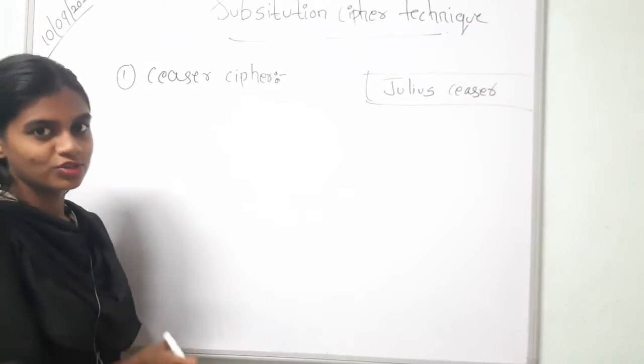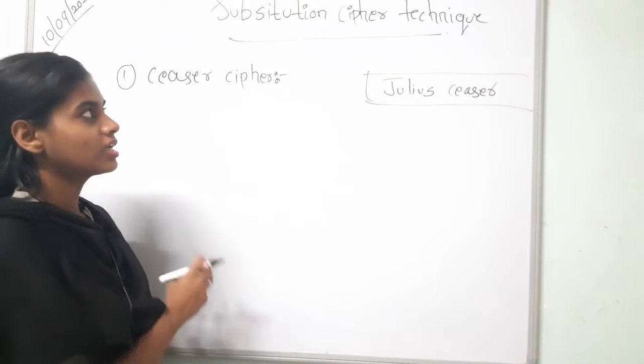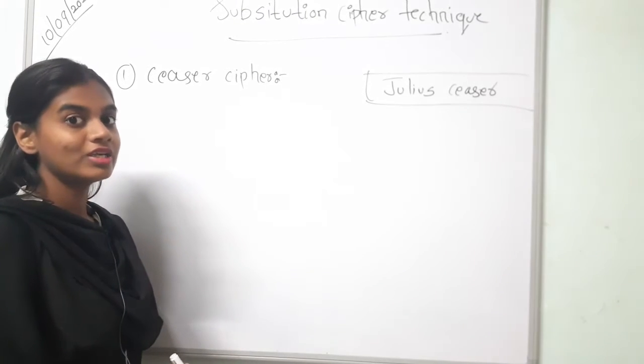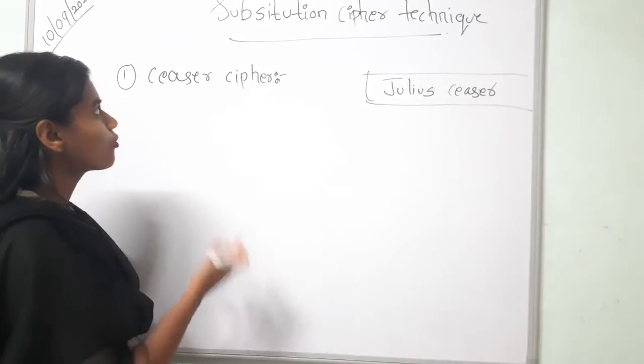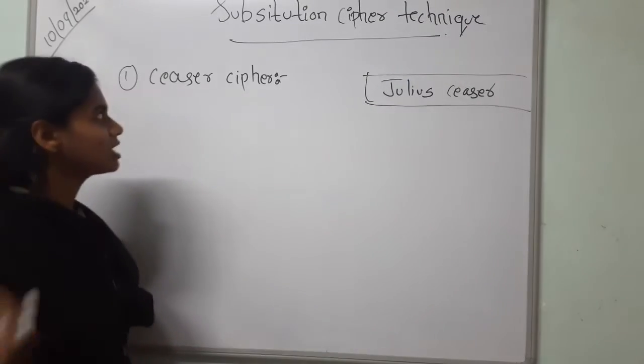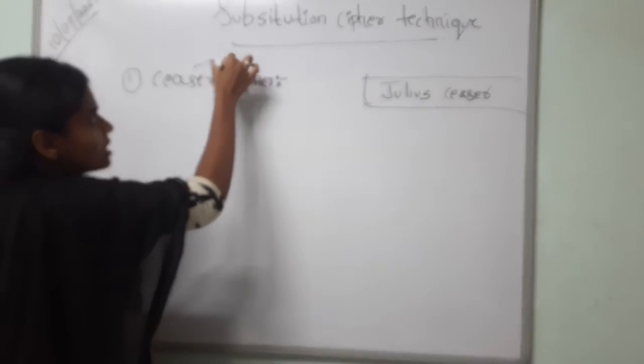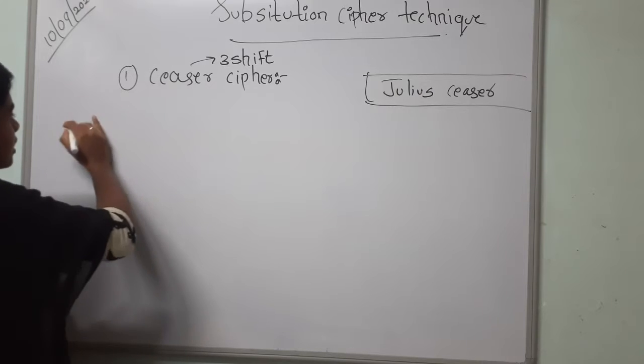In the substitution cipher technique, the main idea is to convert the plain text into cipher text. But how is it done? These are the techniques. The first one, as I told you, is the Caesar cipher. In the Caesar cipher, a 3-shift is used on the letters, and then they convert the plain text into the cipher text. So what is the 3-shift?